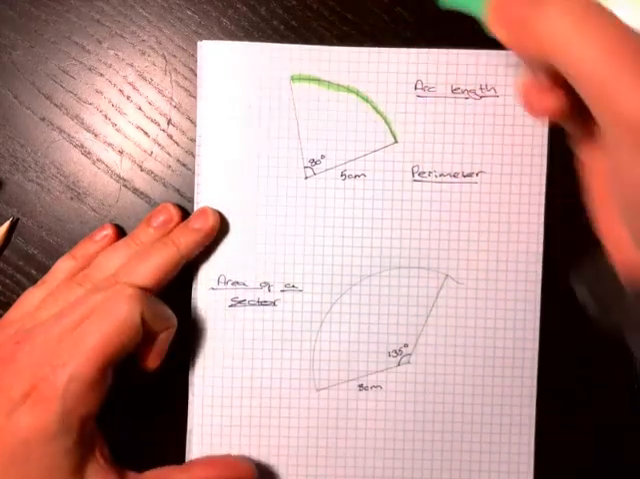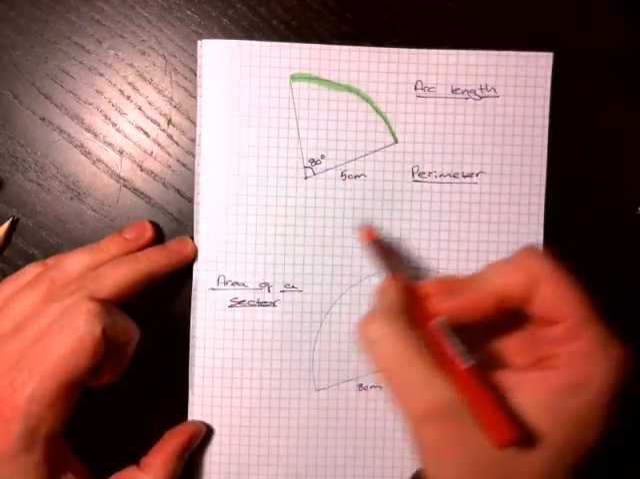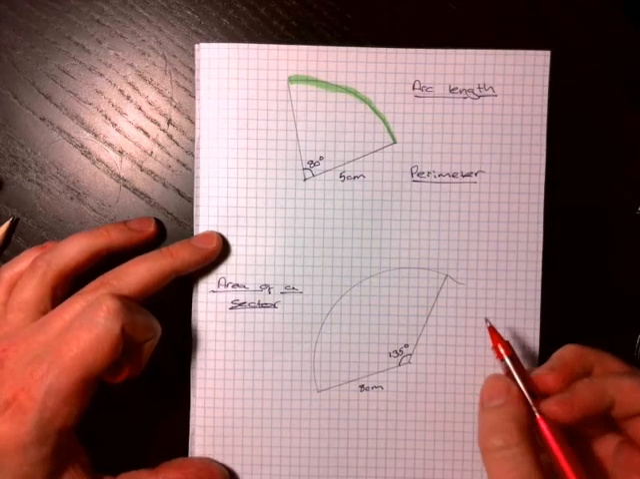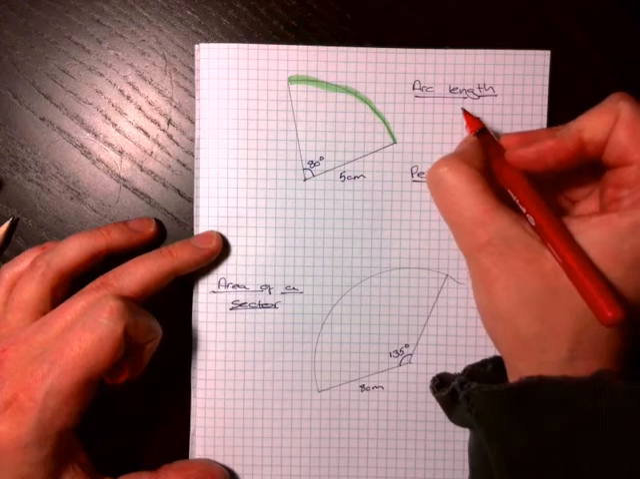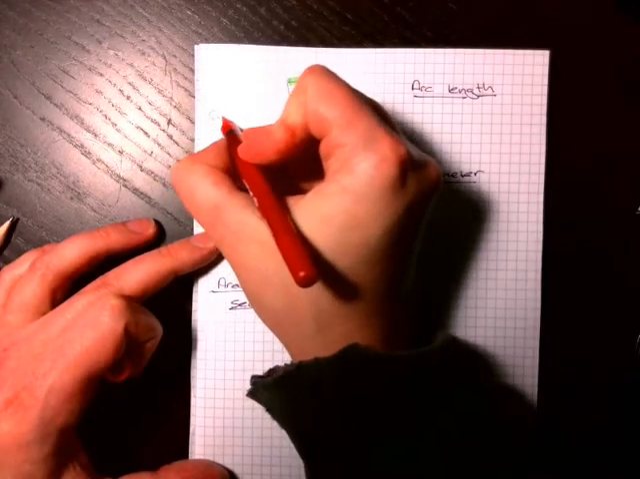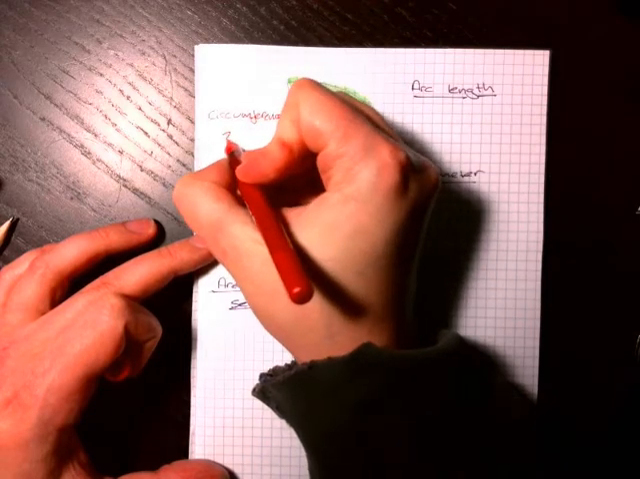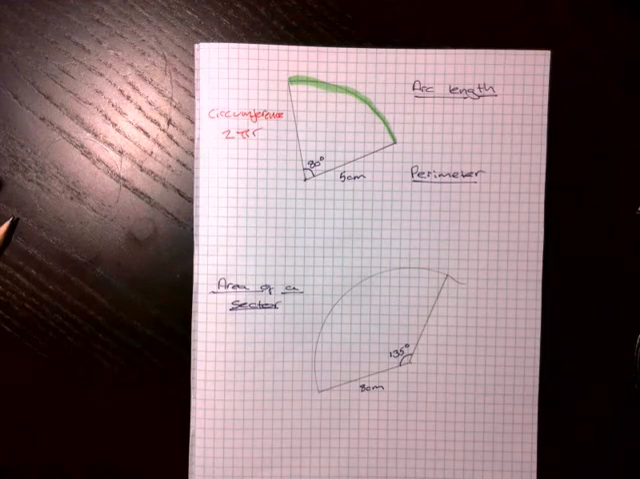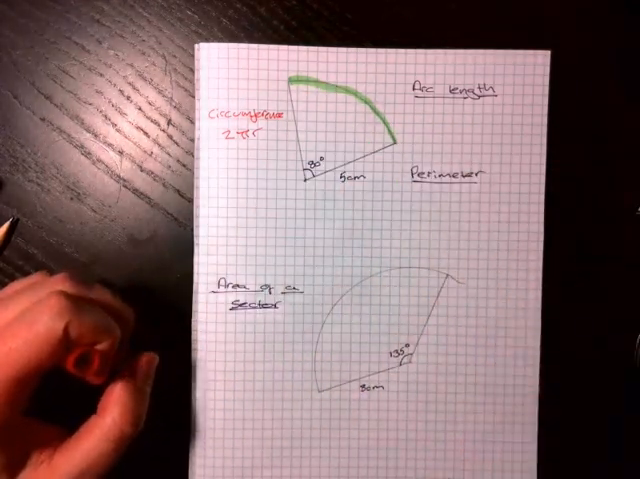Now, to work out this, if we imagine it was a full circle, the arc is part of the circumference of that circle. So to work out the circumference of the circle, we use 2 pi r, which is 2 times pi times the radius of the full circle.